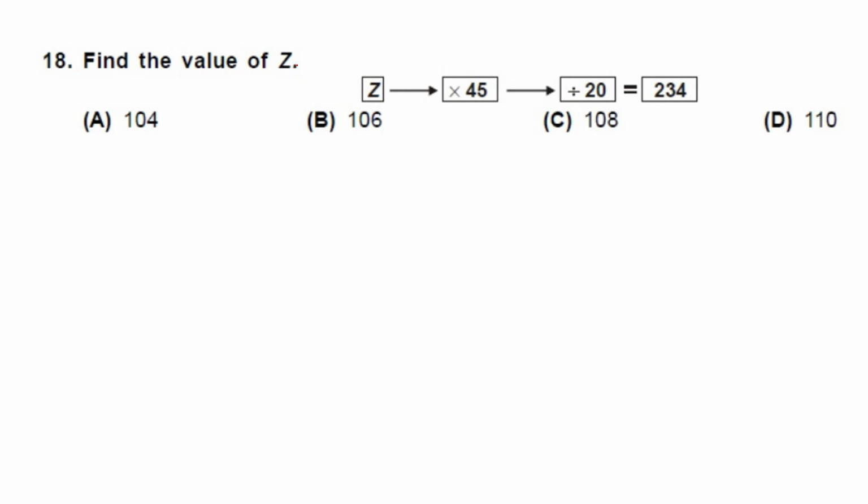Find the value of Z. Now Z times 45 divided by 20 is 234.